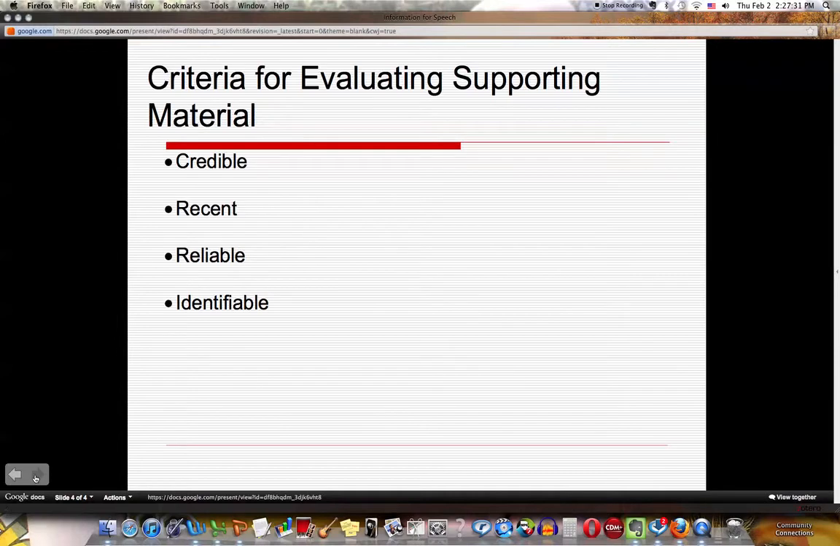So, some criteria for evaluating the supporting material that you find. You go to the library or you go onto the internet, and you're going to be looking for that information. So what is it that you'd use to determine whether it's good or not?